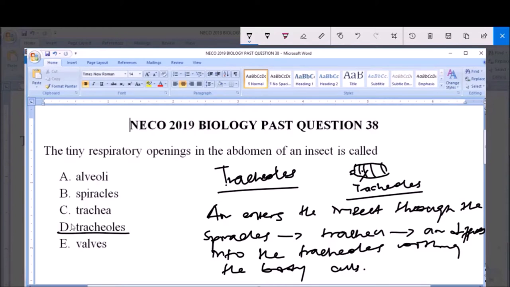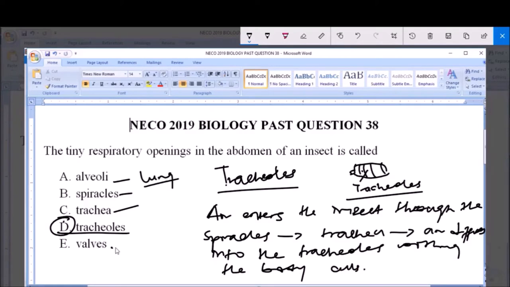Like I say, air enters through the spiracles, then goes into the trachea of the insect, and then diffuses into the tracheole ends within the body cells, and then goes into the environment. The alveolus here is a respiratory organ present in the lungs. You find the alveoli in the lungs.